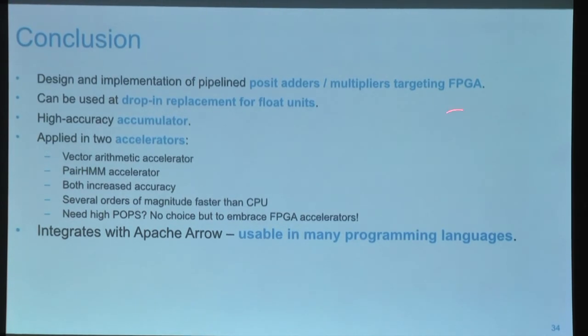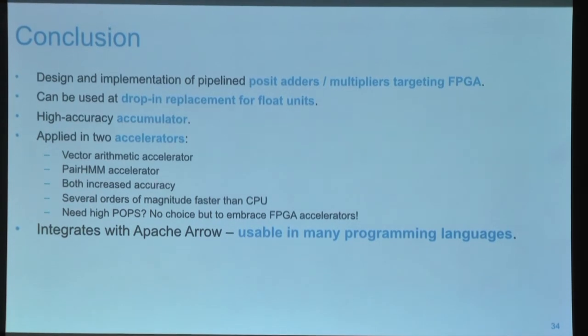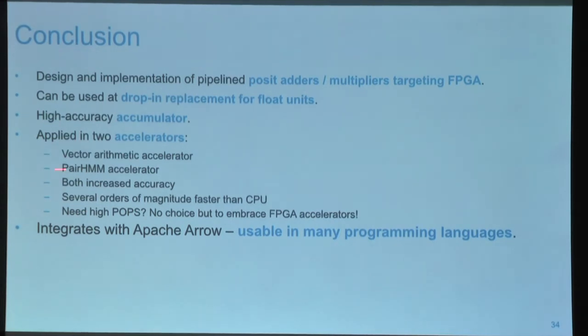We applied it in two accelerators, the vector arithmetic accelerator that you could use for all sorts of applications, probably from all sorts of languages, because we have this integration with Apache Arrow. We did it for the PairHMM accelerator. For both we see increased accuracy, so that's very nice. Obviously we're orders of magnitude faster than the CPU emulation.